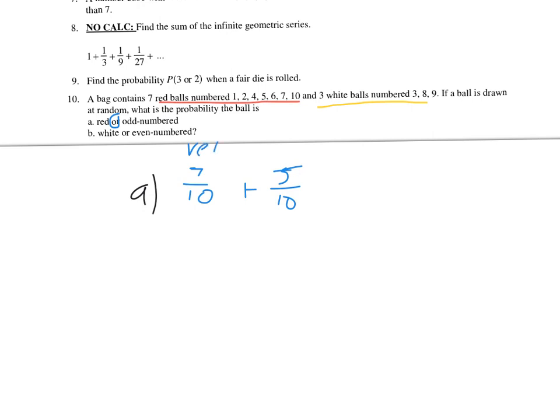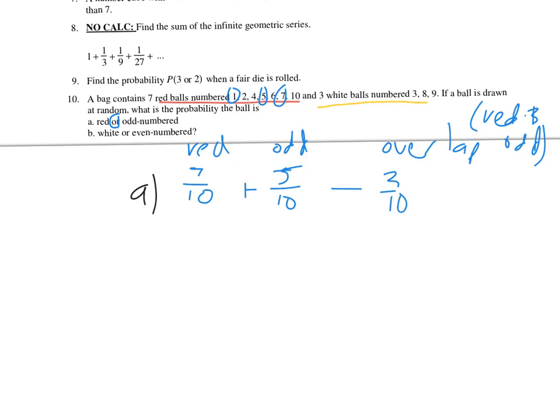So this is the probability of red, this is the probability of odd. However, there is some overlap in this case, so anytime there's overlap, we need to subtract that out. So the overlap in this case would be the ones that are red and odd. And so if I look through those, I have 1, 2, 3 of those, so minus 3 over 10. And so you can see that that gives us 9 out of 10.